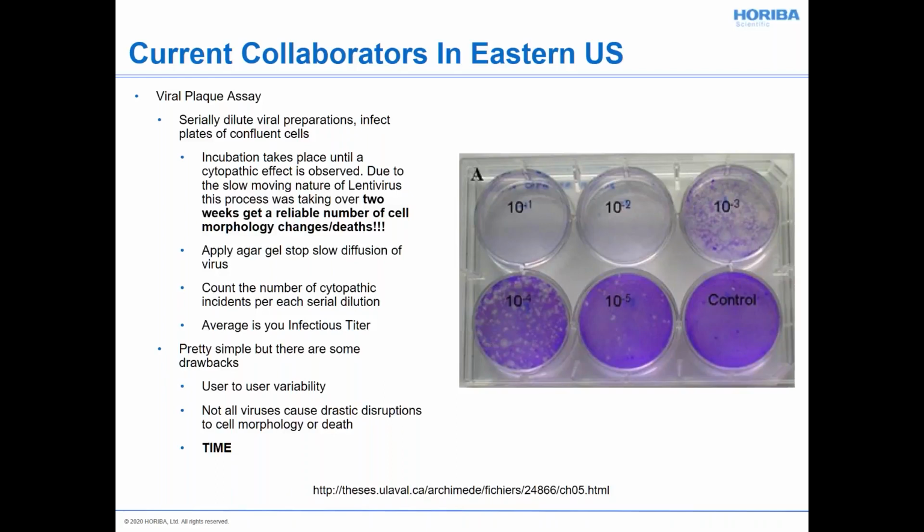When you've waited long enough, then you apply the agar gel just to slow diffusion and kind of freeze everything. And you count the number of cytopathic incidents for each of the dilutions. And you average to get your infectious titer.